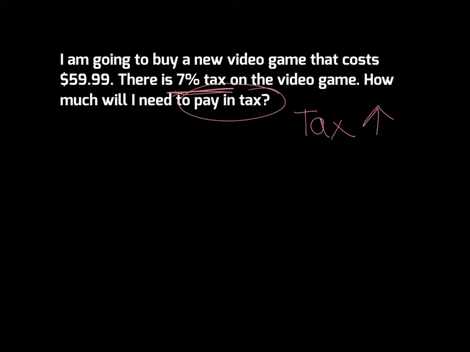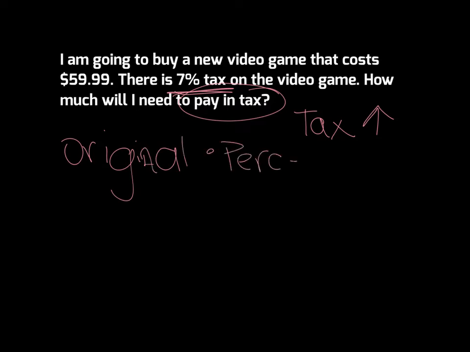So I'm going to show you a couple ways that you could solve this. I've seen kids do it both ways. You can do it either way, kind of have to choose which way makes more sense in your head. One way that we've been doing it in class is that we are going to be taking the original times the percent as a decimal. So I'm going to take $59.99 times 7% as a decimal, which is 0.07.